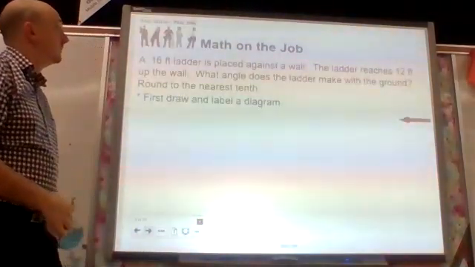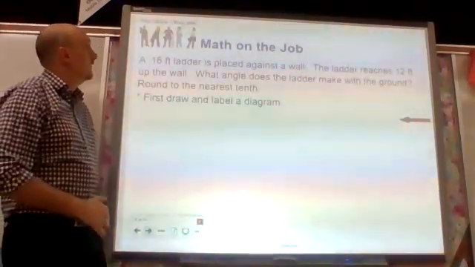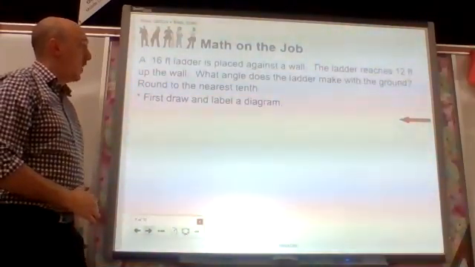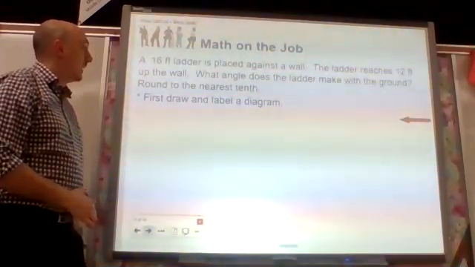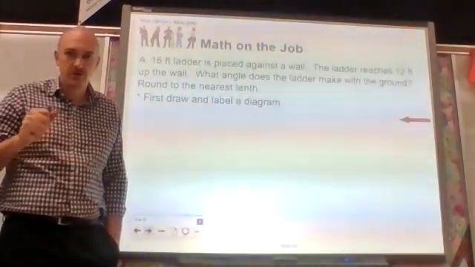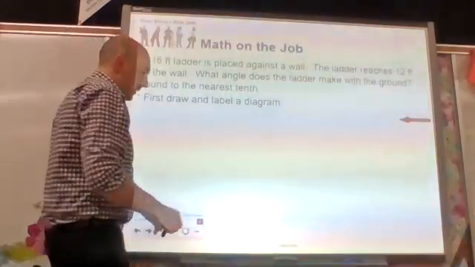Fully solved. All right, real skills, real jobs. A 16-foot ladder is placed against a wall. The ladder reaches 12 feet up the wall. What angle does the ladder make with the ground, rounded to the nearest 10th? Pause and try. Okay.